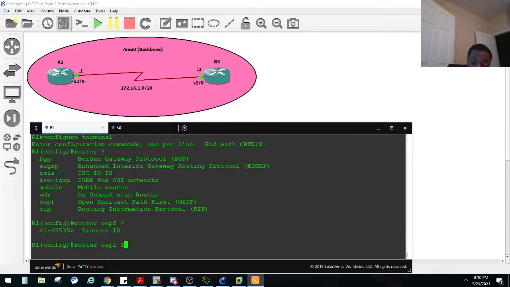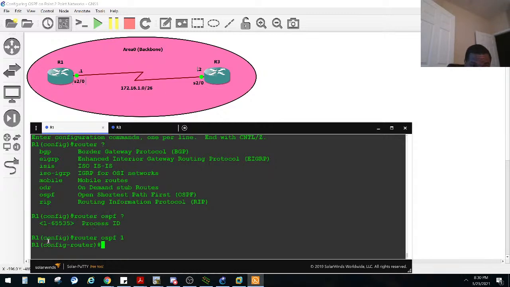So we just do 1, press enter, and you notice that the prompt changed from config to router config mode. It says config-router, but basically this is router configuration mode. So now we can configure OSPF, and that's what we're going to do. And the way we do that is with network statements.